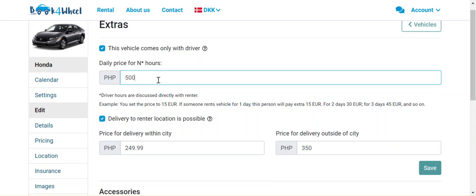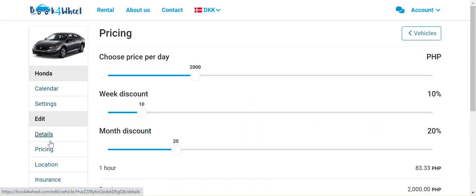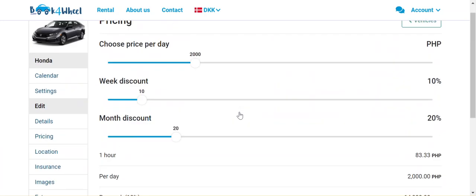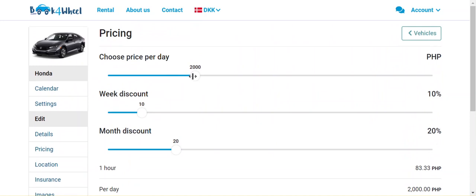Let's say it's only 500 or 1000. Remember to select your currency. This is not the rental price of the car. The rental price of the car is in the pricing section, and that's where you have your daily, weekly, and monthly, where you can adjust your vehicle prices.